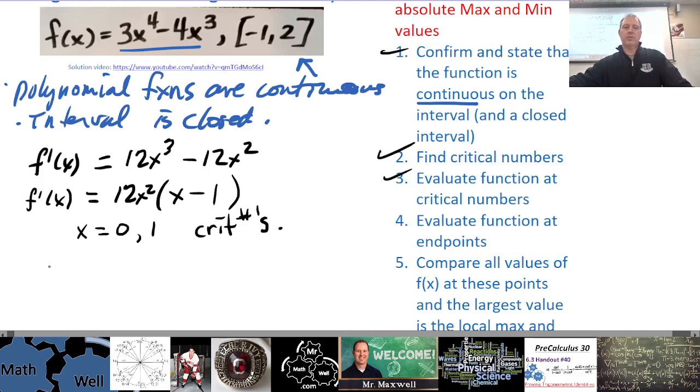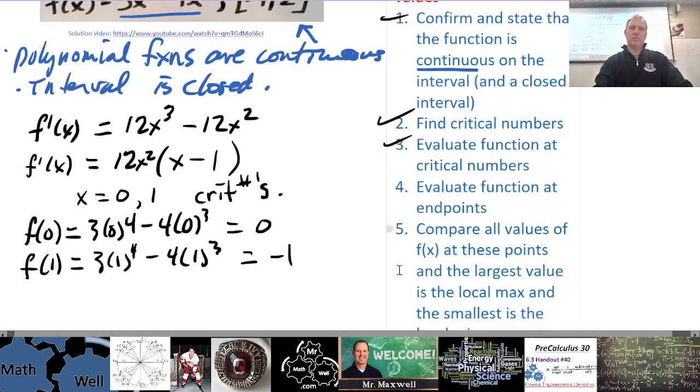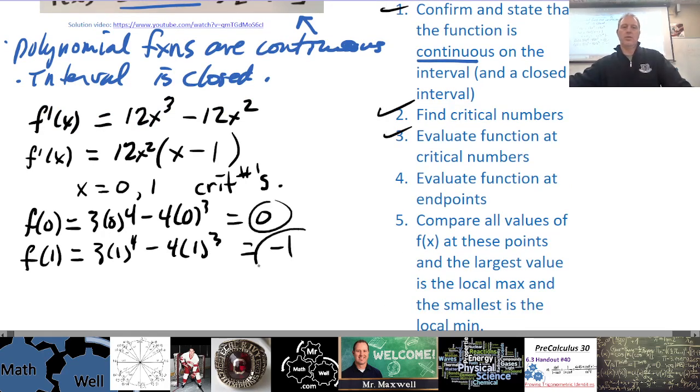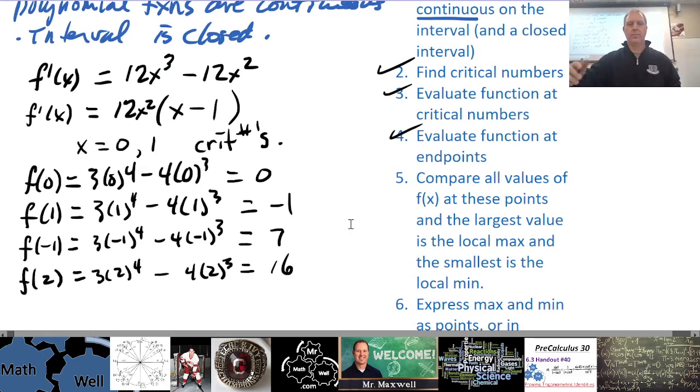Evaluate the function at the critical numbers. So f of 0 is going to be 3 times 0 to the 4 minus 4 times 0 cubed. So that's going to be just 0. And f of positive 1, that's going to be 3 times 1 to the 4 minus 4 times 1 to the 3, which is going to be 3 minus 4 is negative 1. All right, so these are two values that we need to consider. We also need to now evaluate the function at the endpoints. So the endpoints are negative 1 and 2. So f of negative 1 and f of 2. We'll evaluate those. So we have two more y values of 7 and 16.